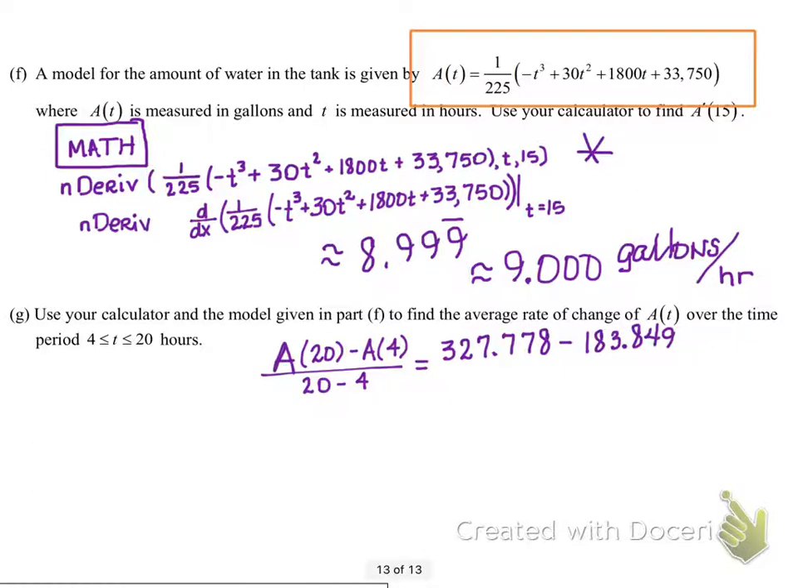Also, we have a little issue. This is no longer equals. This has become approximately. And we put that all over 20 minus 4. And we get 8.996 gallons per hour. So our approximation for our derivative is very close to our approximation for the average rate of change.